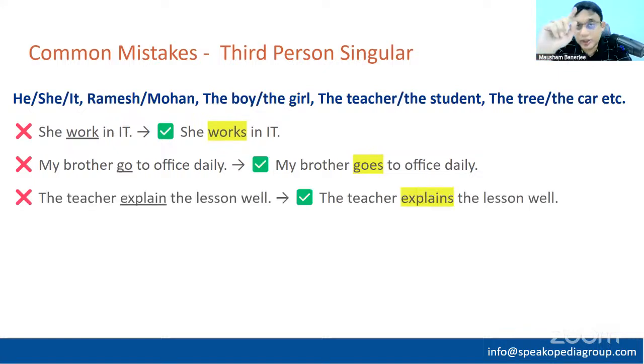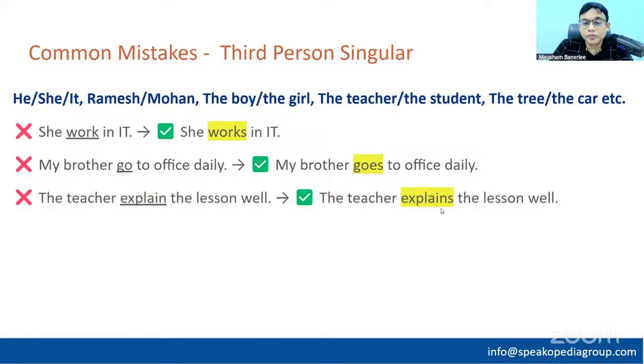Okay. The teacher, third person singular number. "Explain the lesson well" is wrong. I explain the lesson well, correct. You explain the lesson well, correct. They explain the lesson well, correct. But the teacher, third person singular. If I say "explain," then it is wrong. Then it will be "explains," third person singular number. The teacher explains the lesson well.